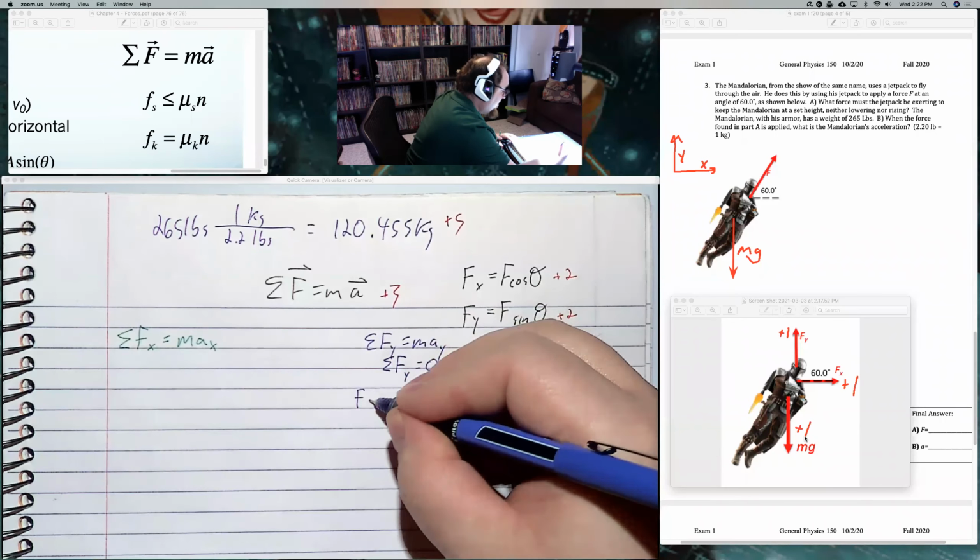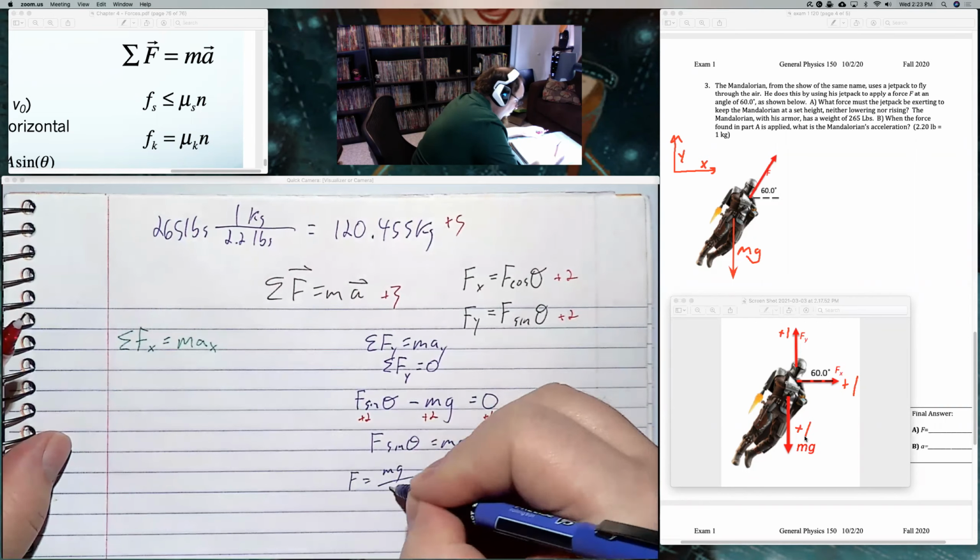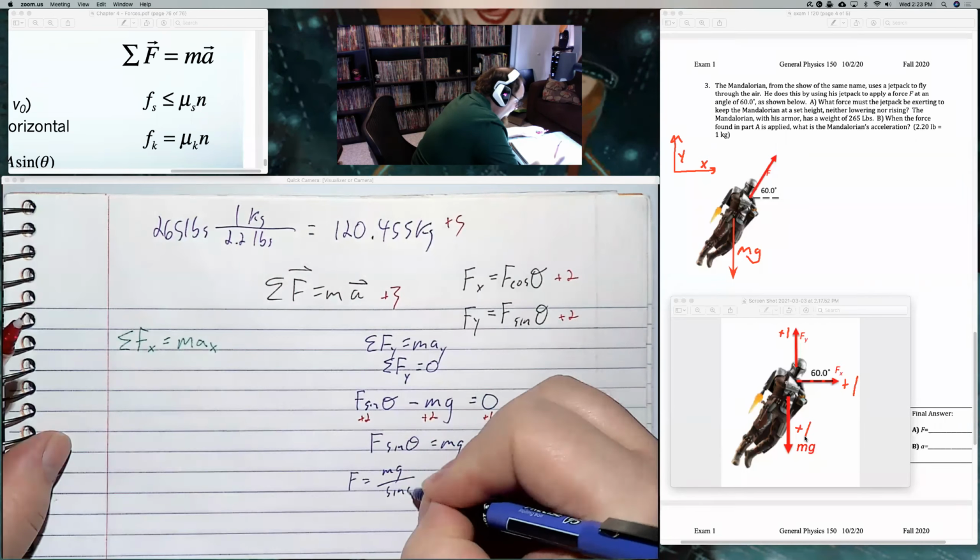I can rearrange that to say F sine theta equals mg, and divide by sine theta, say F equals mg over the sine of theta. Or 120.5, I'm just rounding, times 9.81 meters per second squared over the sine of 60 degrees. Really, this was 1364.47, but I went to 3 sig figs.